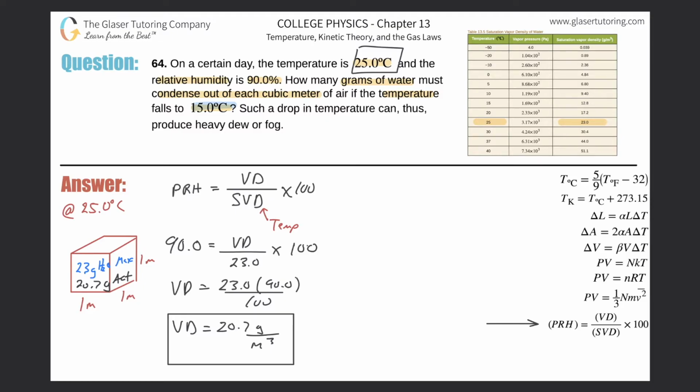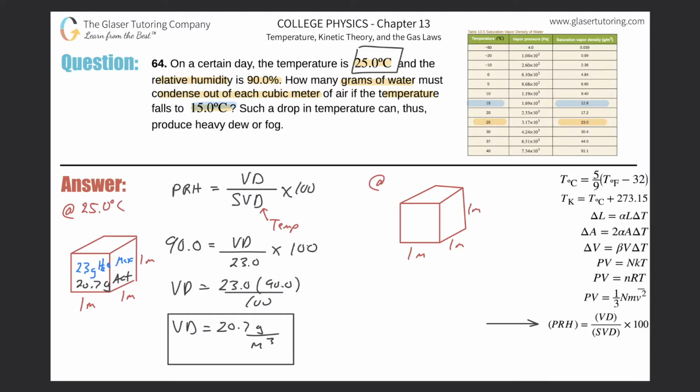Well, you would go back to your table. Here's 15 degrees Celsius, and it tells us the saturation vapor density now is going to be 12.8 grams per cubic meter. So what does that mean? That means now that this same volume, I'm going to try to recreate the box as best as I can. This same volume, 1 meter by 1 meter by 1 meter.